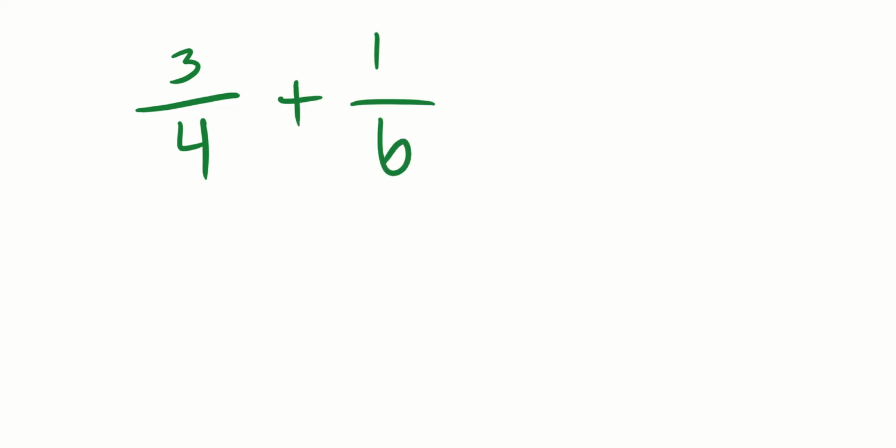Another scenario is if the denominators have a common denominator that's different than multiplying them. So let's look at 3/4 and 1/6. So I could multiply the 4 and the 6 to get 24 as the denominator, but 4 and 6 go into 12.